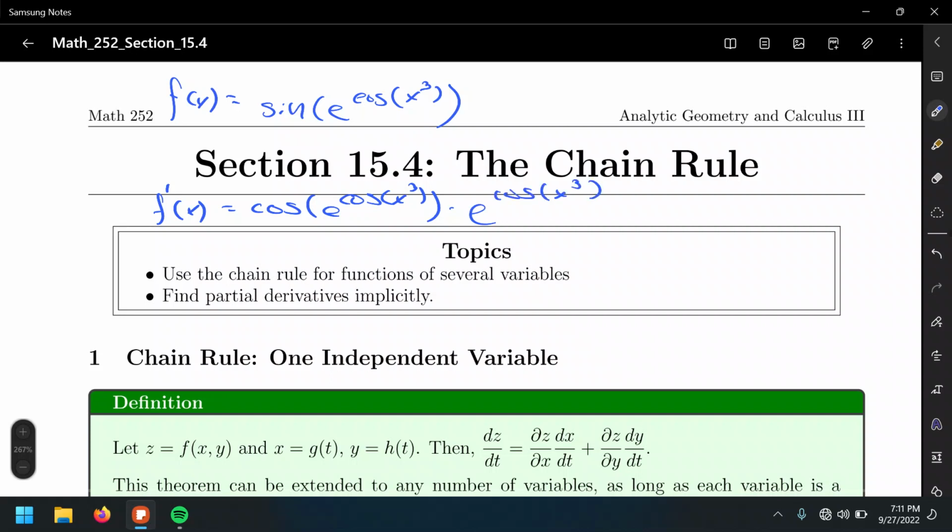And what would be the next function to differentiate? Cosine. What's the derivative of cosine? Negative sine of x cubed. And lastly, one more. What's the next one? X cubed, right?